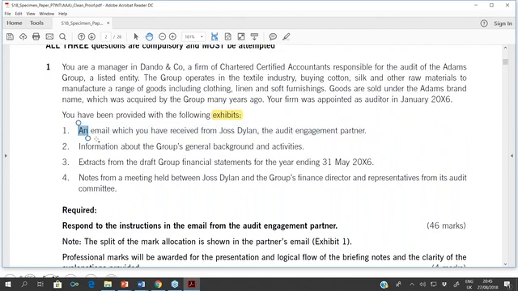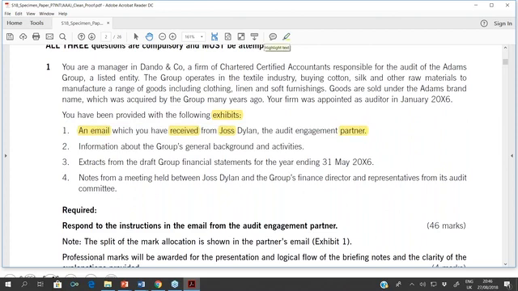Now, when you look at the first exhibit, it is an email. If you remember the previous paper format, the question number 1 used to be in the format of an email, and the partner used to email the manager and delegate some work to the manager. So it is still the same, right? It is still the same that you're getting an email from your engagement partner. This email has been received from Joss, and Joss is our partner.